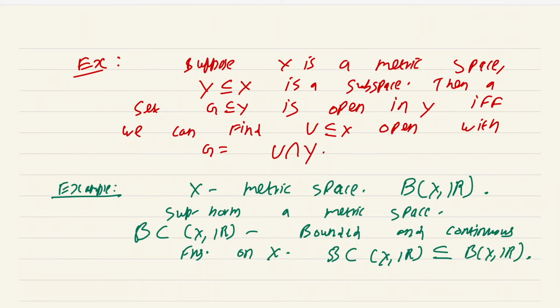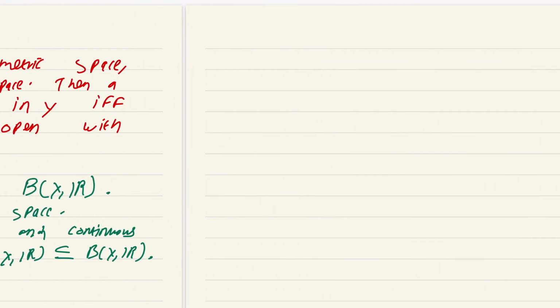Okay. Not only is it going to be a subspace of B(X,R), this is actually complete, which we will prove soon enough. And this is again one of the most important examples of metric spaces and normed vector spaces. Okay, so let me just make a definition in this context.